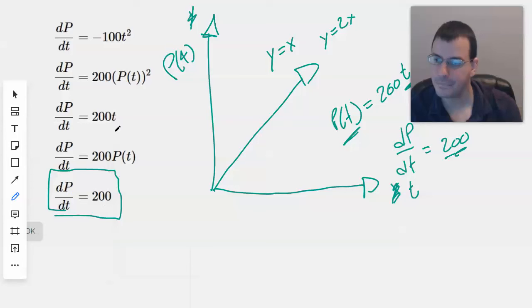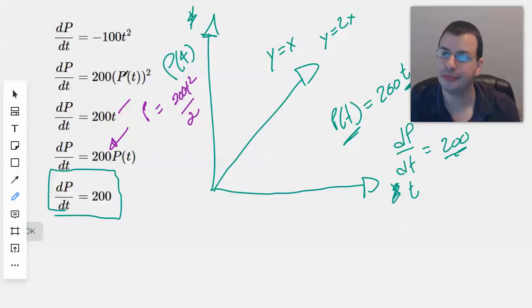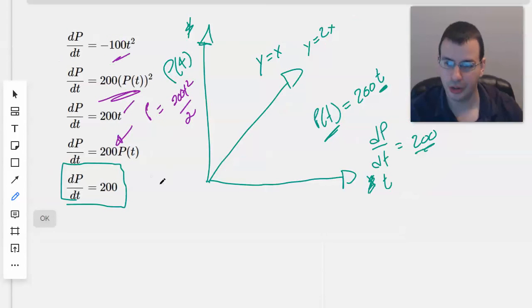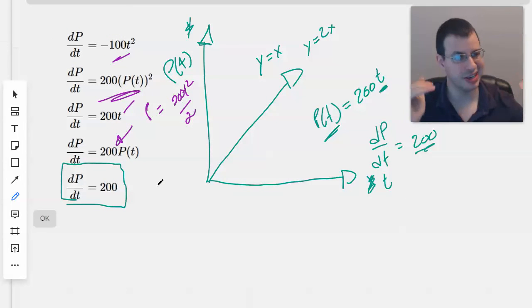Now, you might see something like this. That would be exponential, because when you solve this, you get an exponential. If you solve that, P would be something along the lines of 200t squared over 2. This would just be more so, and that would be more so as well. And so the idea here is just linear.